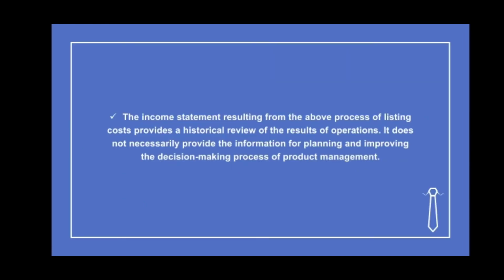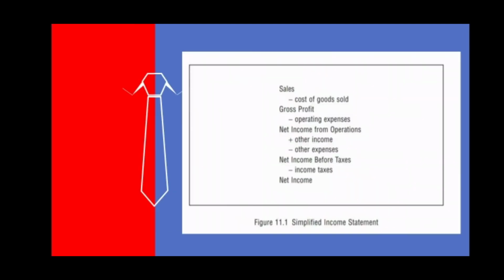Next is the income statement. Resulting from the above process of listing costs, it provides a historical review of the results of operations. It does not necessarily provide information for planning and improving the decision-making process of product management. So this is the simplified income statement. It includes sales, gross profit, net income from operations, net income before taxes, and net income.